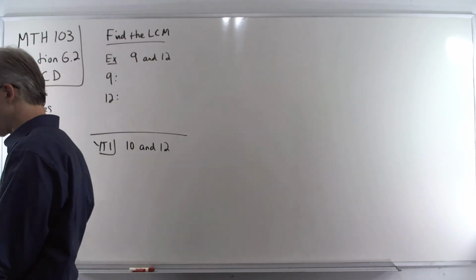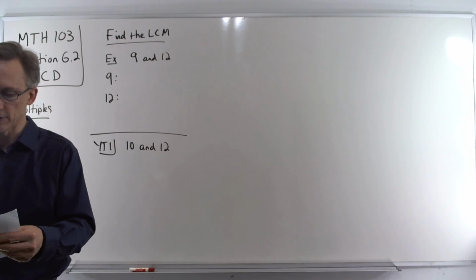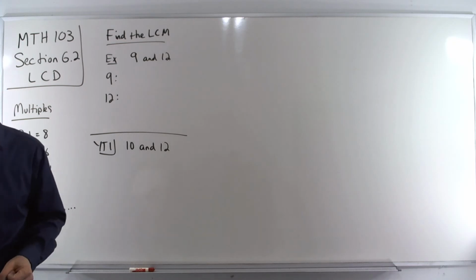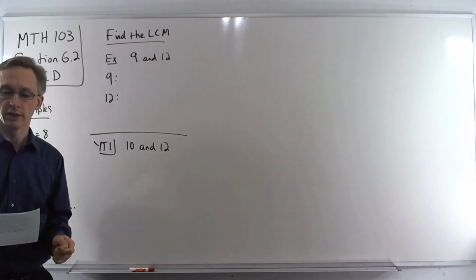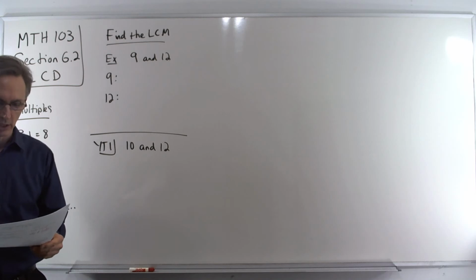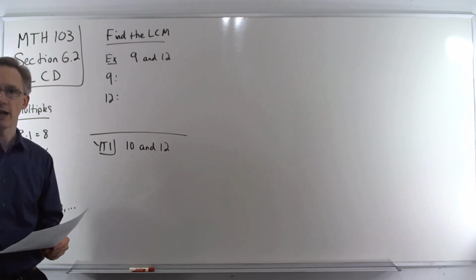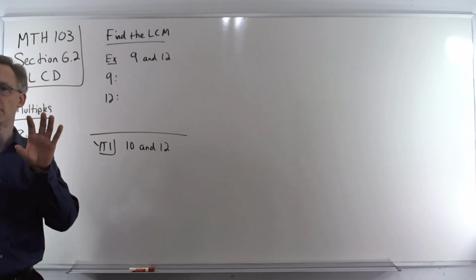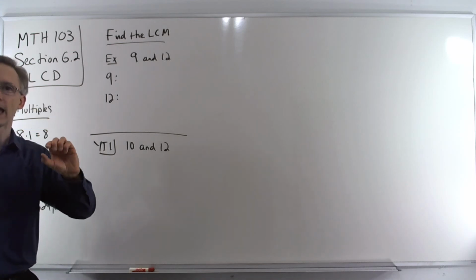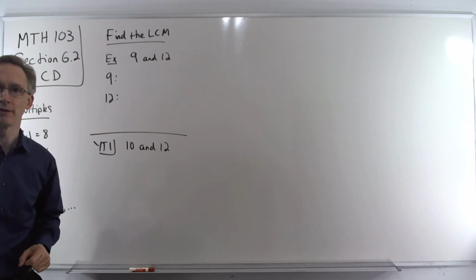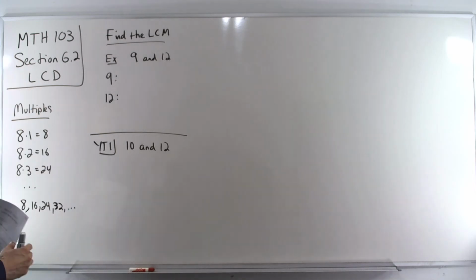Our two objectives are to find the least common denominator for a list of fractions and to write equivalent rational expressions. So what that means is we're going to first find the LCD of a couple of fractions, and then we're going to rewrite both of those fractions having that LCD as the denominator. So let's see how this is going to work.